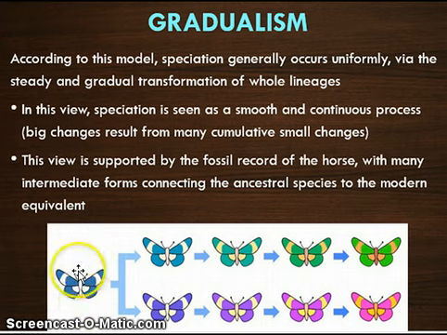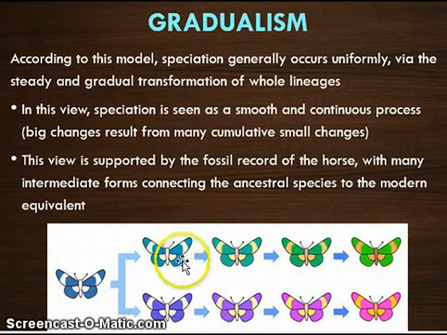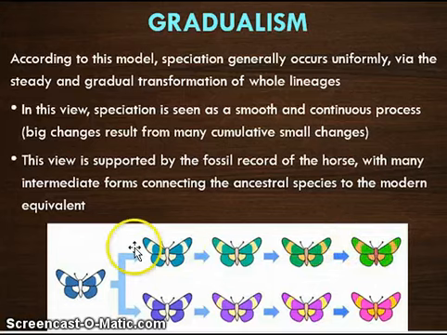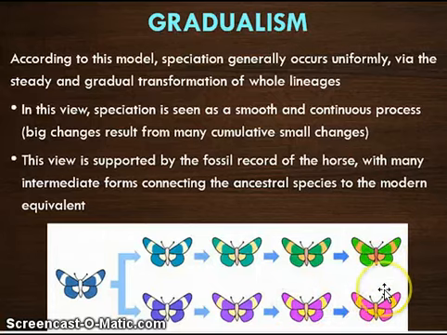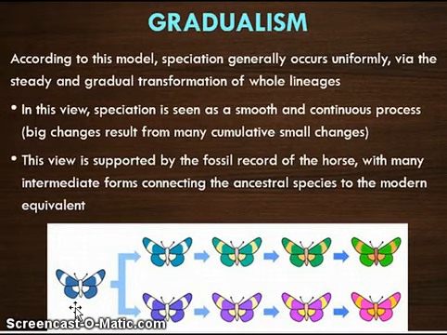As you can see down here, this would be the ancestor of these two different species of butterflies, and there were very small changes that occurred over a period of time and eventually led to this species. And then over here we have other changes that were very small and eventually led to this species, and we end up with two different species that diverged very gradually. And so this is supported in the fossil record, looking at fossils of horses. There's many intermediate forms that connect the ancestral species of the horse to the modern horse.